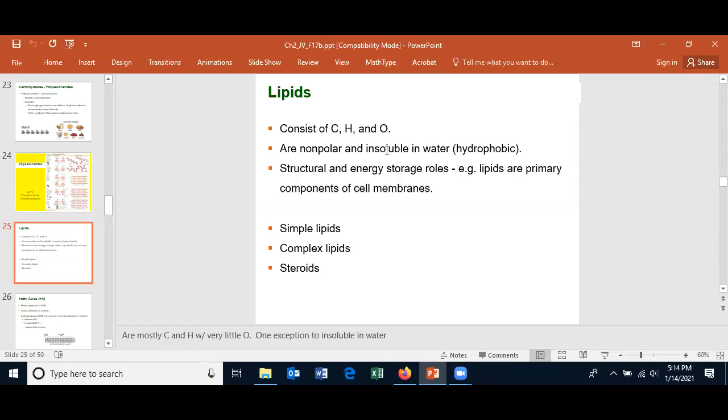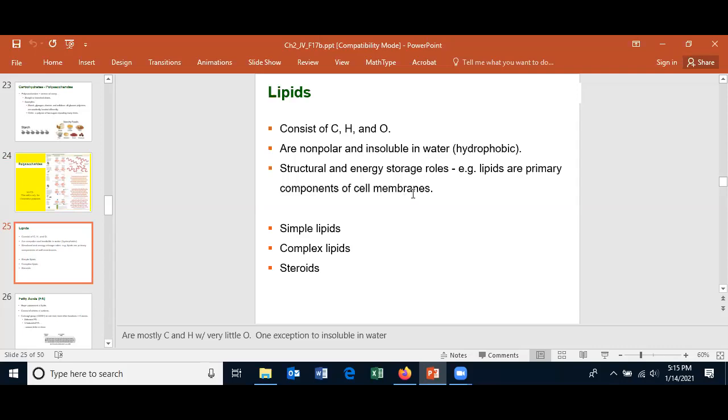Most of the lipids, actually all the other lipids, are nonpolar and insoluble in water. They are soluble in other lipids, like in oil, but they're not soluble in water. And you know that if you've ever made vinegar and oil and making up salad dressing. The oil comes to the top and it separates from the water.